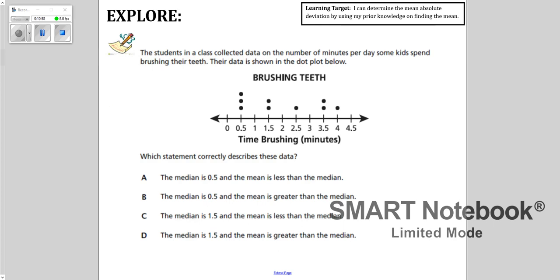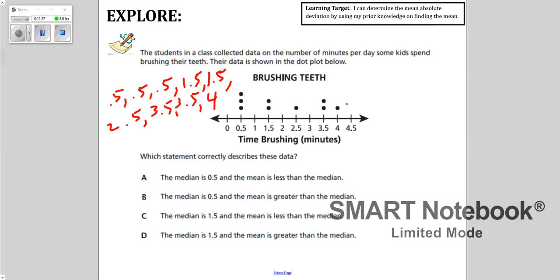So 0.5, 0.5, 0.5, 1.5, 1.5, 2.5, 3.5, 3.5, and 4. Let's make sure I wrote them all down. I'm going to count the dots in the dot plot: 1, 2, 3, 4, 5, 6, 7, 8, 9. Now I'm going to count the numbers: 1, 2, 3, 4, 5, 6, 7, 8, 9.